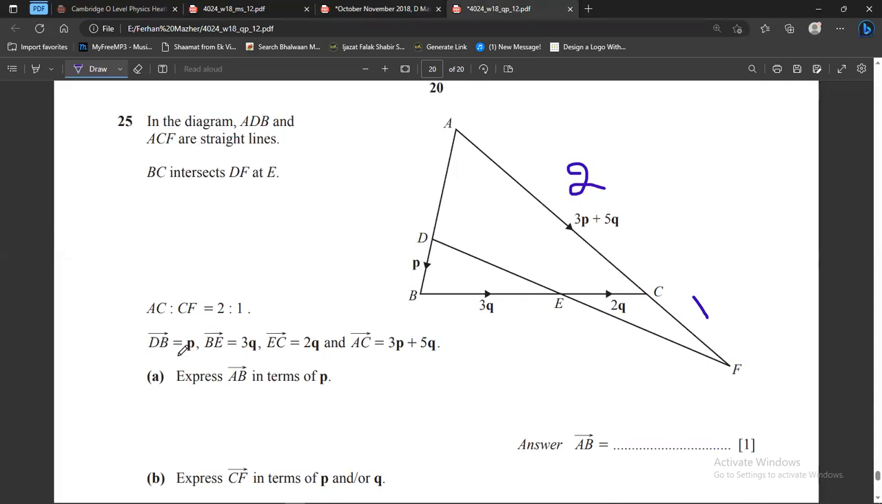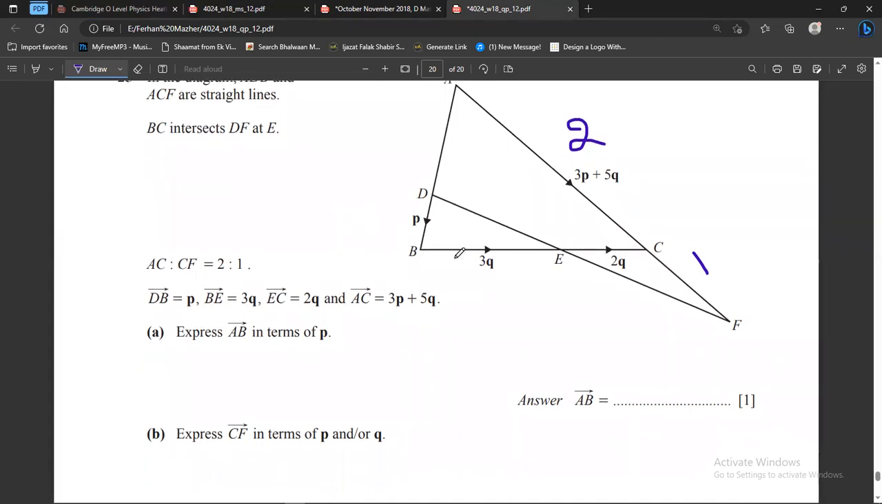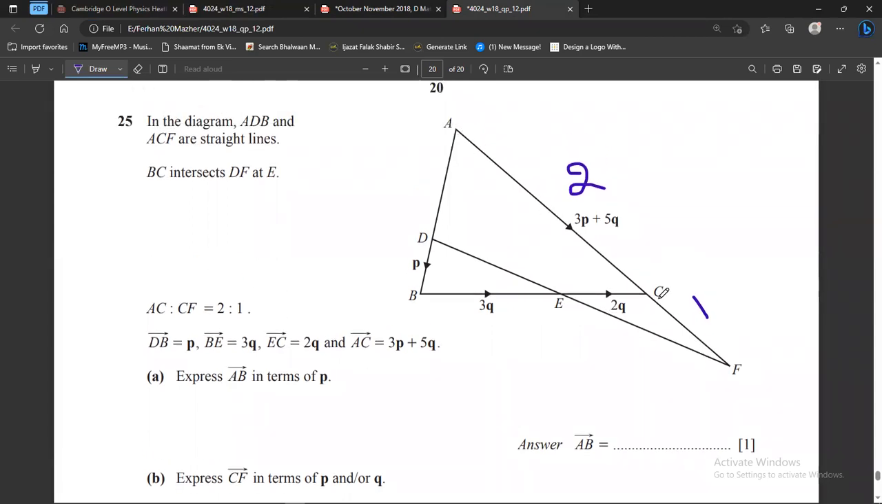Then he says that DB is equal to P. D to B is P, B to E is 3Q, and E to C is 2Q, and A to C is 3P plus 5Q. Their first question is to express AB.